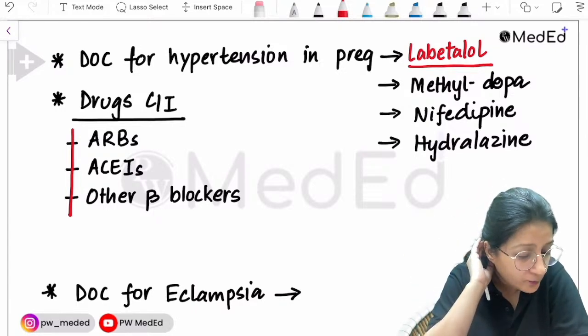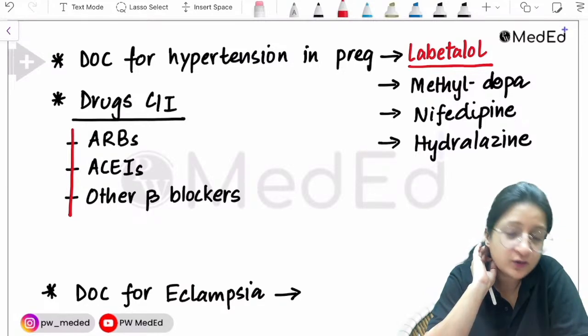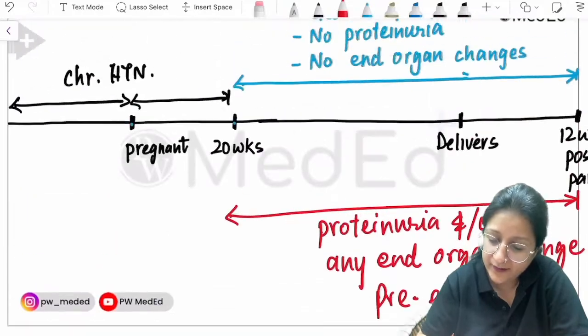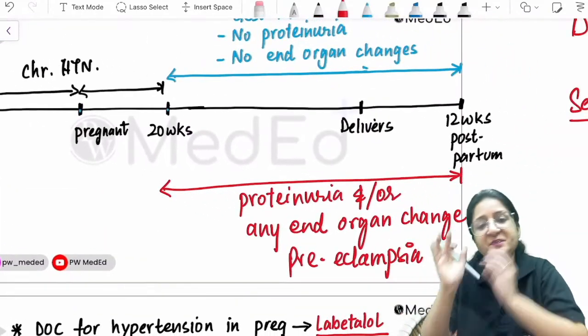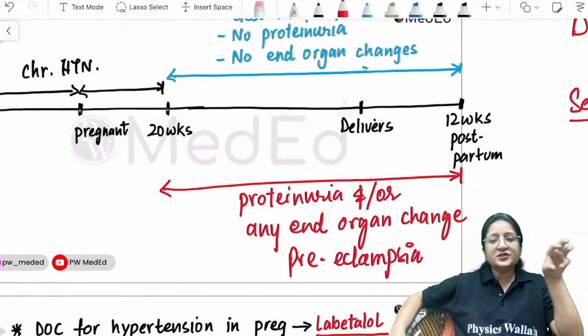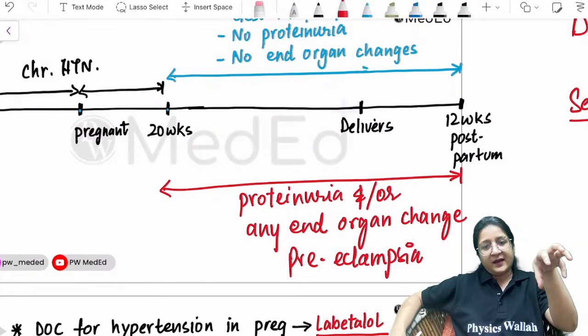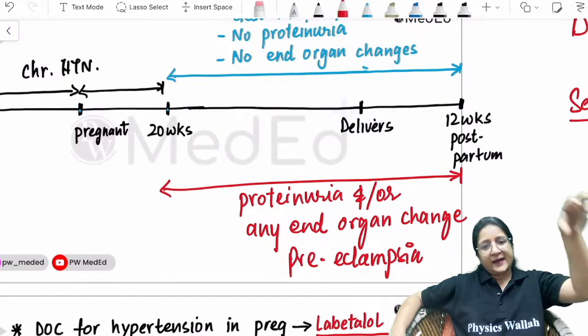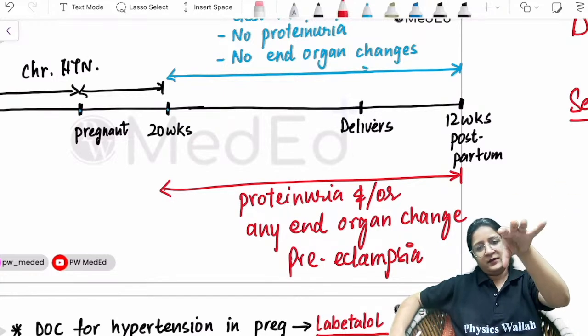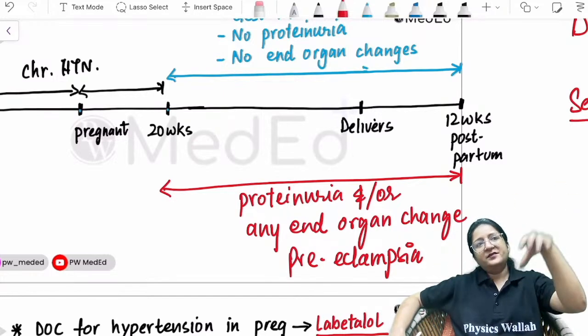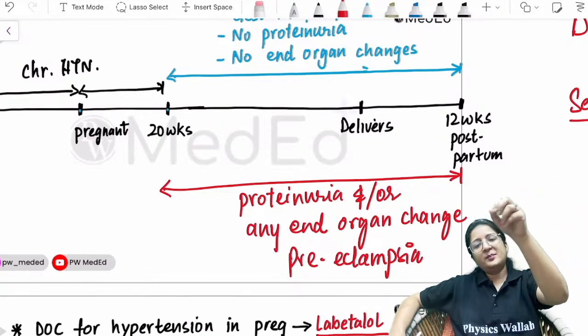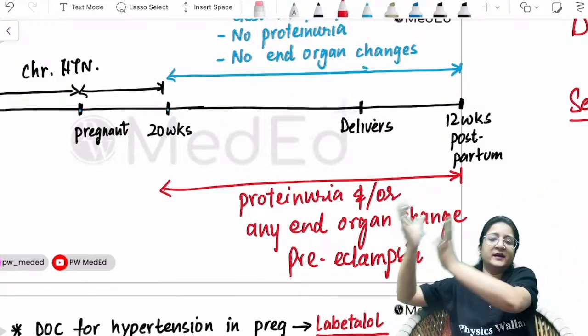Okay. Now, end organ damage, in both preeclampsia and severe preeclampsia. First you will say it is preeclampsia, isn't it? So you can have a situation where you will have high BP plus proteinuria, you will say it is preeclampsia. But if there is high BP plus proteinuria plus any end organ change, it will become severe preeclampsia.